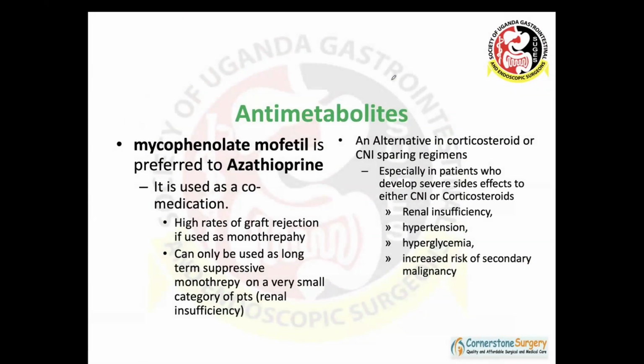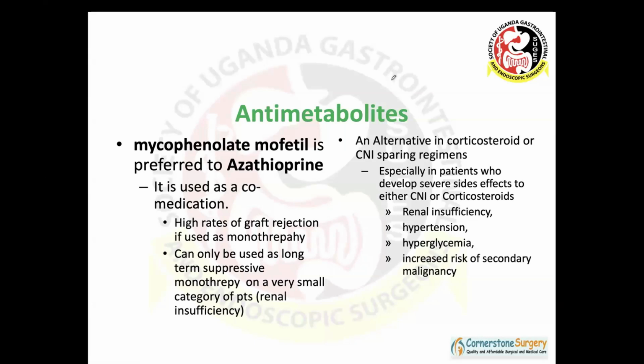Okay. As we saw the antimetabolites, mycophenolate and azathioprine, mycophenolate is preferred to azathioprine for the same reasons. Mycophenolate has fewer side effects, but mycophenolate cannot be used as monotherapy. Most times, if it is used as monotherapy, there will be rejection. The only time it is used as monotherapy in late phase maintenance is if people have very, very poor renal function, very severe renal disease. If they have very severe renal disease and you can't use the calcineurin inhibitors, you may be forced to use what? A monotherapy of an antimetabolite.